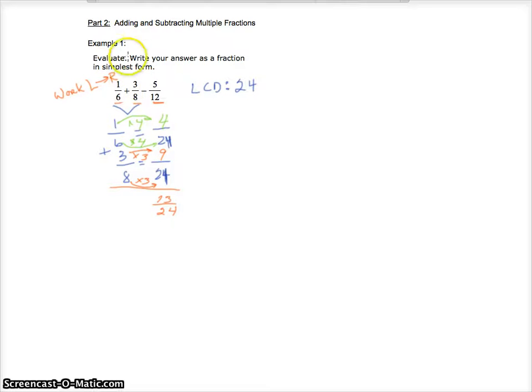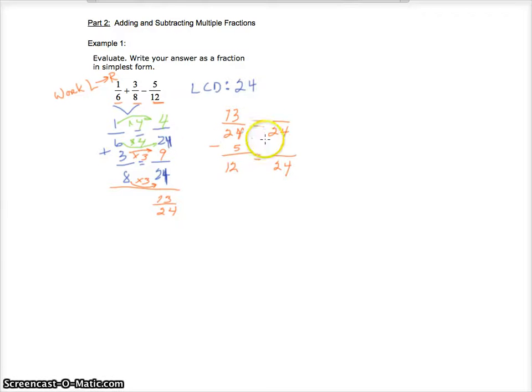Now that I've done the addition, I now need to do 13 over 24 minus 5/12. So here's part 2. So we'll set up part 2. 13 over 24 minus 5 over 12. Remember that my common denominator is 24, so this is going to equal something over 24, and 5/12 is going to equal something over 24.